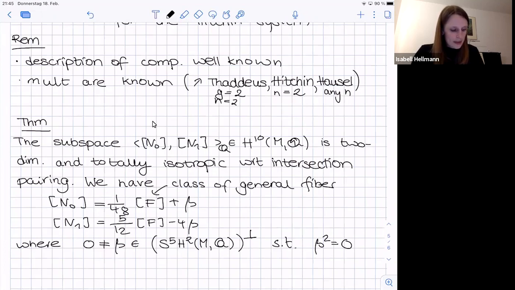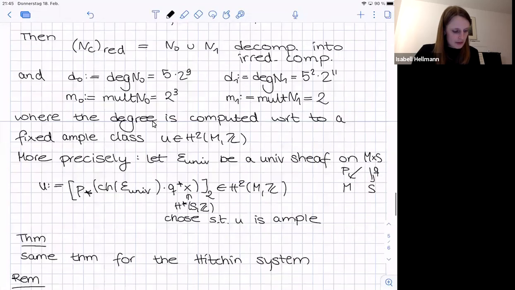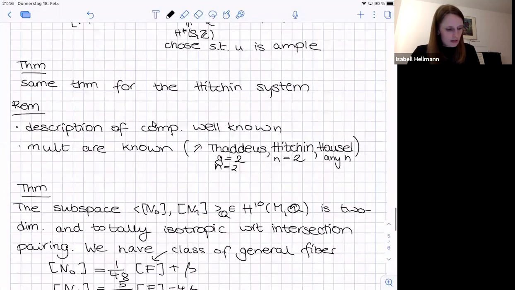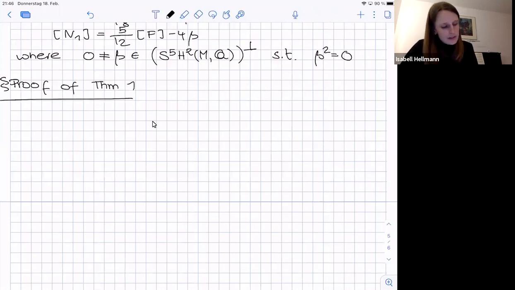All right, so I want to use the rest of my time to say some words about how to prove this Theorem 1, because actually the other results are also based on this computation I made here. So the first step is to get a handle on the components. So I need some description.